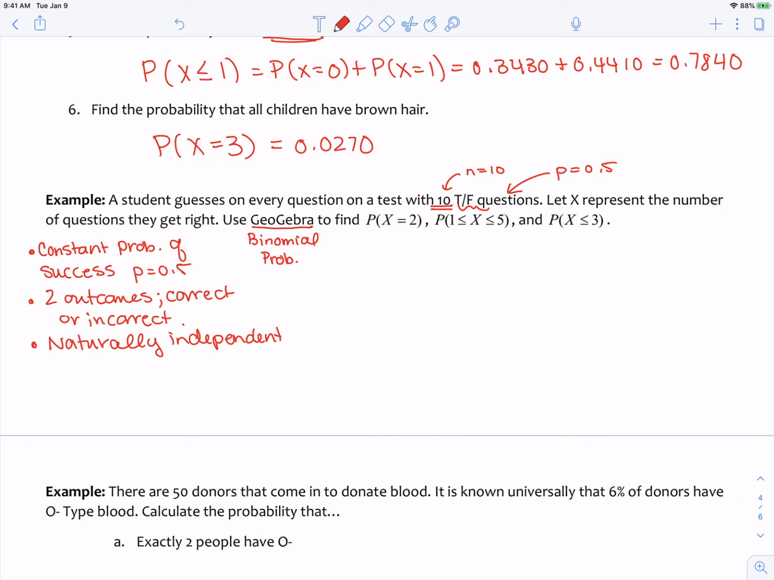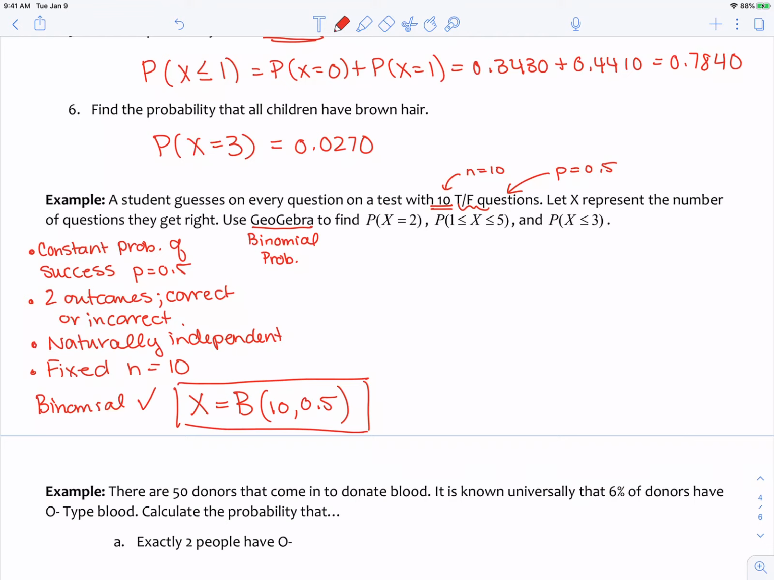Okay, and then my last thing to check is that I have a fixed sample size. So fixed n, which is equal to 10, the number of problems. So yes, it's binomial. Binomial, check. And that means I can define X to be equal to B, my sample size n is equal to 10, and the probability of success is 0.5. All right, so this is my binomial distribution, and that's what I'm going to want to enter into GeoGebra.